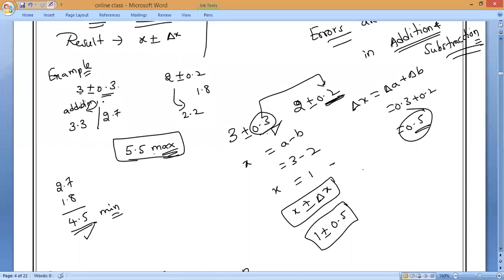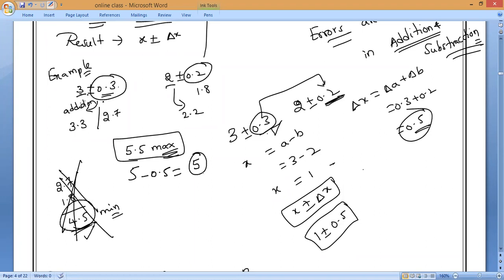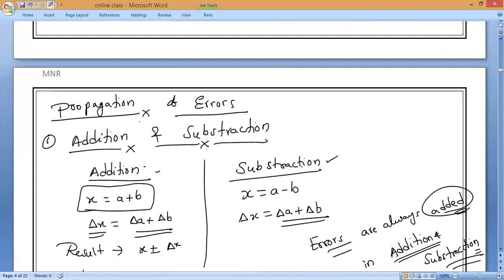Clear? Yes, sir. Now here also we have made a small mistake. Have you noticed it? I have done a subtraction, but you can see 3 plus 2 is 5 actually. If I do the subtraction error, 0.3 and 0.2, what is the error actually? 0.3 plus 0.2 equals 0.5. But we have done 4.5, it is wrong. So 5 will be the minimum and 5.5 will be the maximum. 5 minus 0.5 is 4.5, so 4.5 is the minimum and 5.5 is the maximum when we are taking in addition.